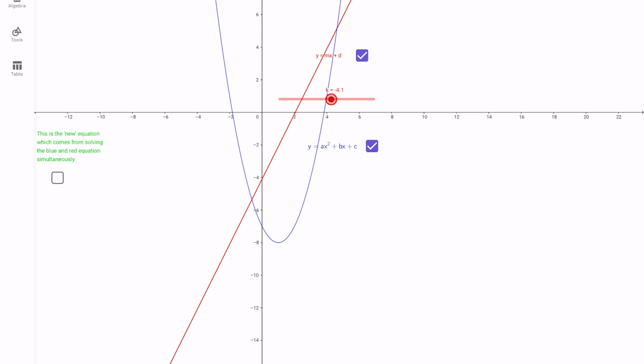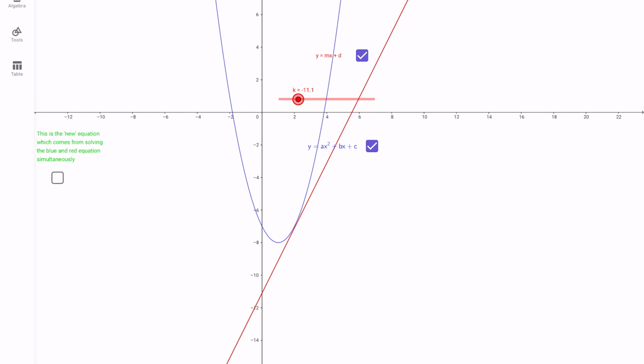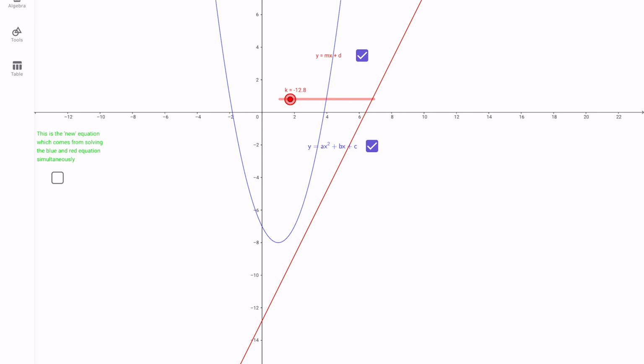So if I make it smaller, we found out the solution is k is equal to negative 11. So let's make k equal to negative 11 and hopefully it will be a tangent at that point. So at negative 11, you can see it touches the curve at one point. So it is a solution to the problem. As soon as it's less than negative 11, it doesn't have any intersections. So it does make sense graphically.